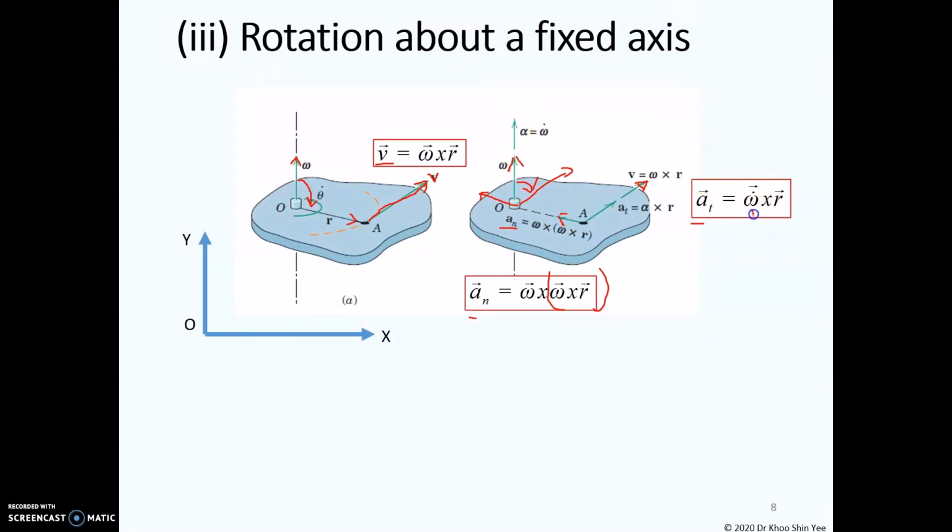Lastly, you have the alpha cross with the radius. So this is the direction for alpha and this is the radius. So when you cross this, you obtain the same direction with the tangential velocity, which is here. So you have the velocity and tangential acceleration here in the tangential direction, and you have the normal acceleration acting toward the center.